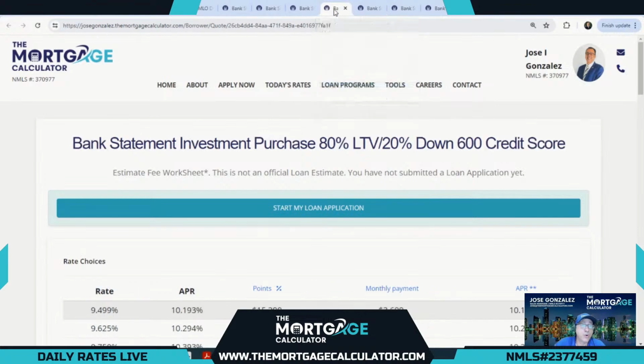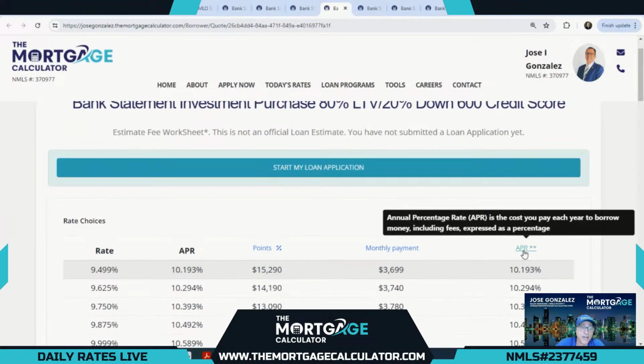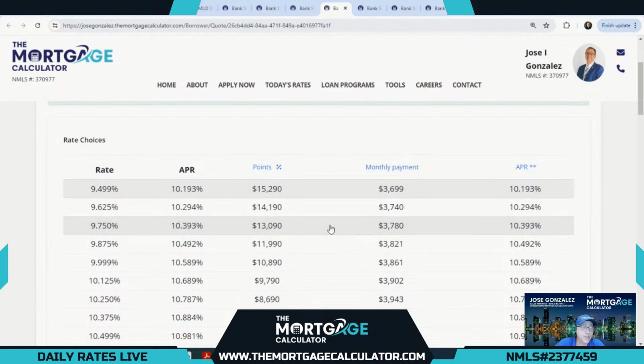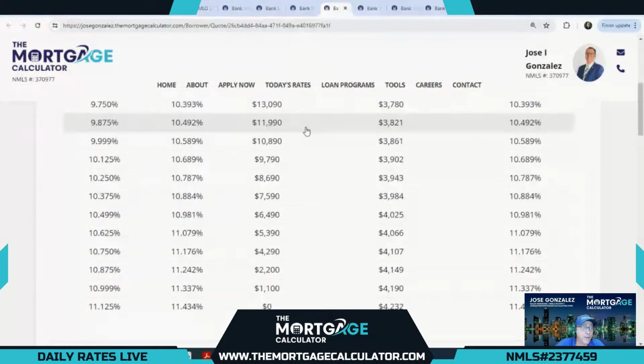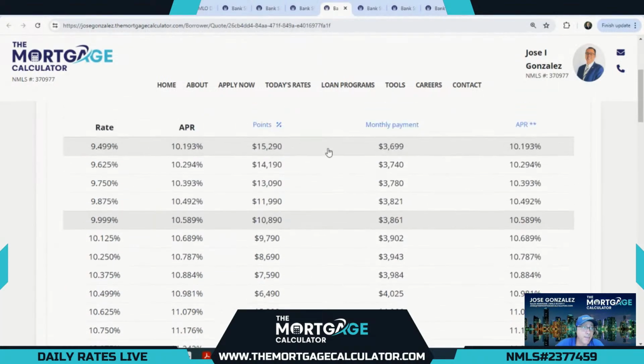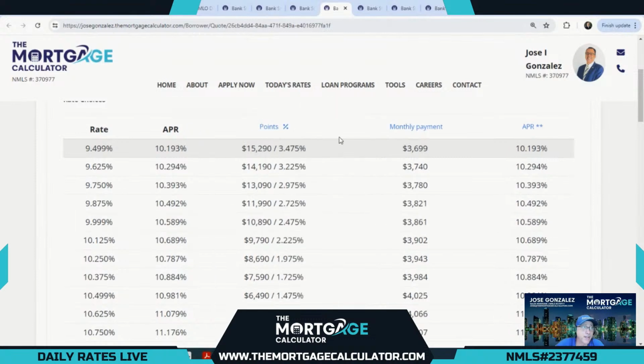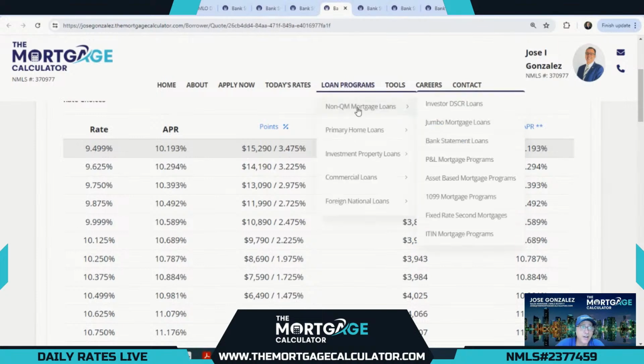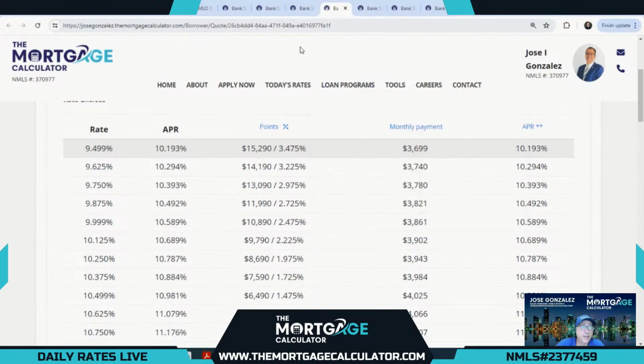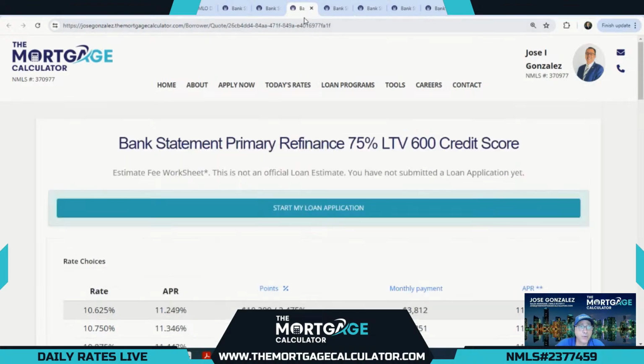And our low credit score option again, 80% LTV, only 20% down is possible with that 600 credit score. And our lowest cost option is 11.125, which is at par. And you can buy that down all the way to 9.499 at a cost of 3.475 points for investment with a purchase with a 600 credit score at an 80%.